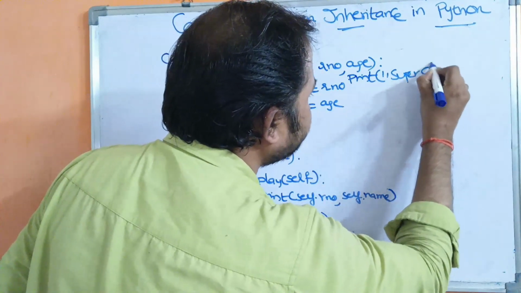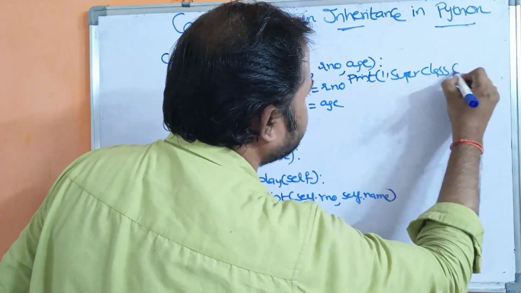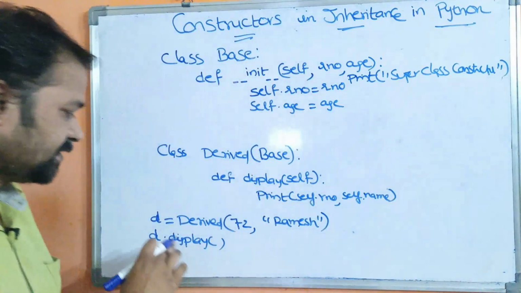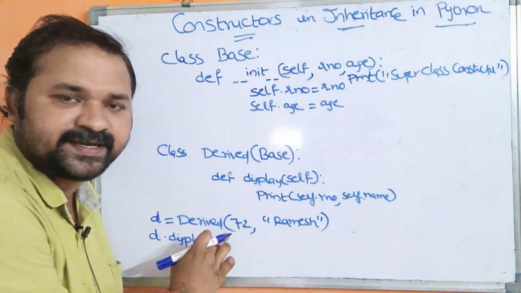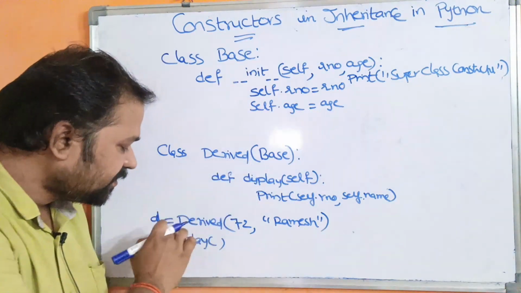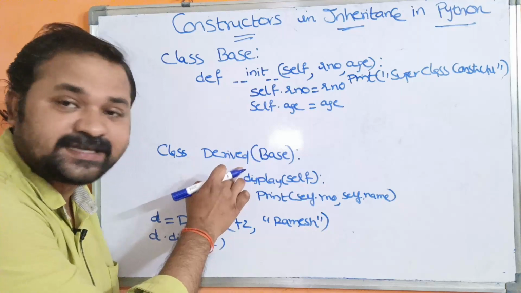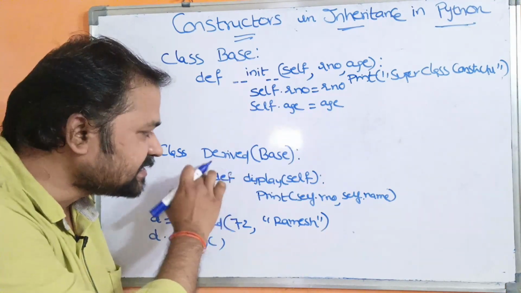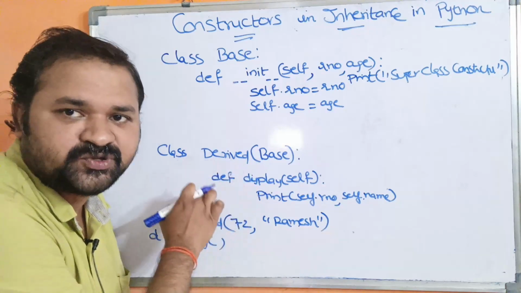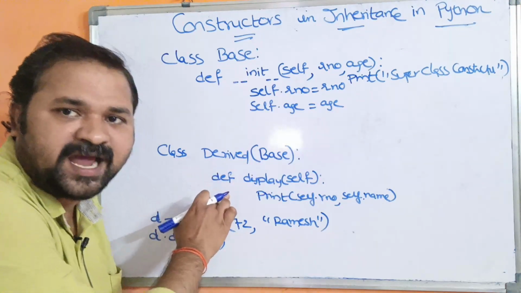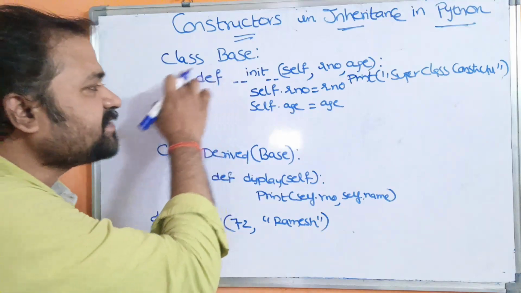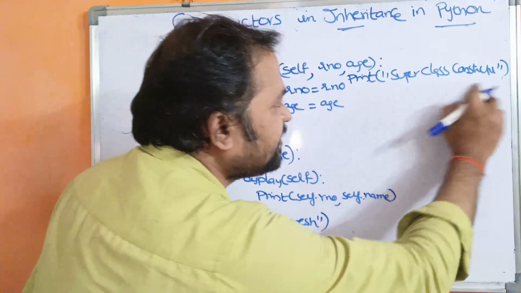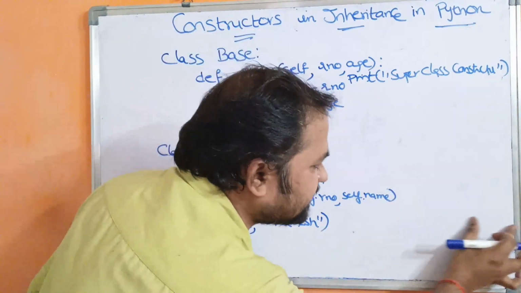We know that the base class can also be called the super class. So let us display the message as "super class constructor". Whenever this object is created, the subclass constructor will get invoked. But here the subclass doesn't contain any constructor, so the control goes from the subclass to the superclass constructor. Here we have a superclass constructor, so this body will get executed, and we will get the message "superclass constructor".